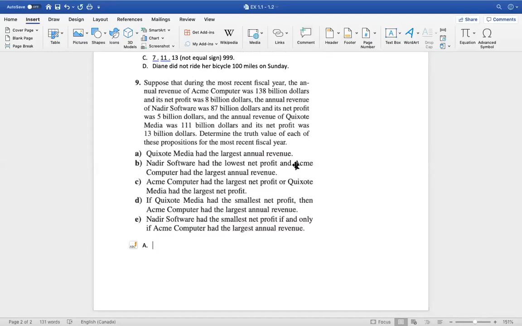Okay, now, so the part A. Quicksort Media had the largest annual revenue. So is this true or false? Here we know that this information is not correct, because Acme Computer has a net profit of 8 billion and an annual revenue of $138 billion, which is more than $111 billion. So therefore we say that this is false.